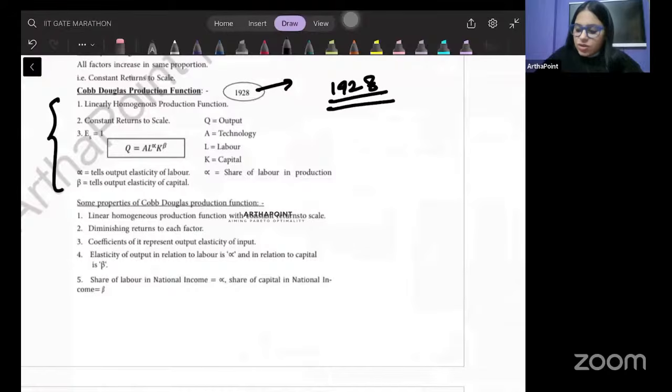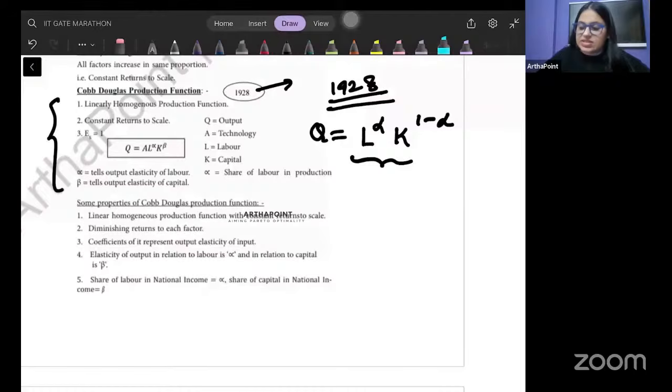And then you just have to remember that the Cobb-Douglas production function, generally, whenever I write this, I will write it like this: L to the power alpha, K to the power 1 minus alpha. This is the initial production function we had. So if I write it like this, then you can clearly see that it is a CRS function because the sum of the powers is 1.